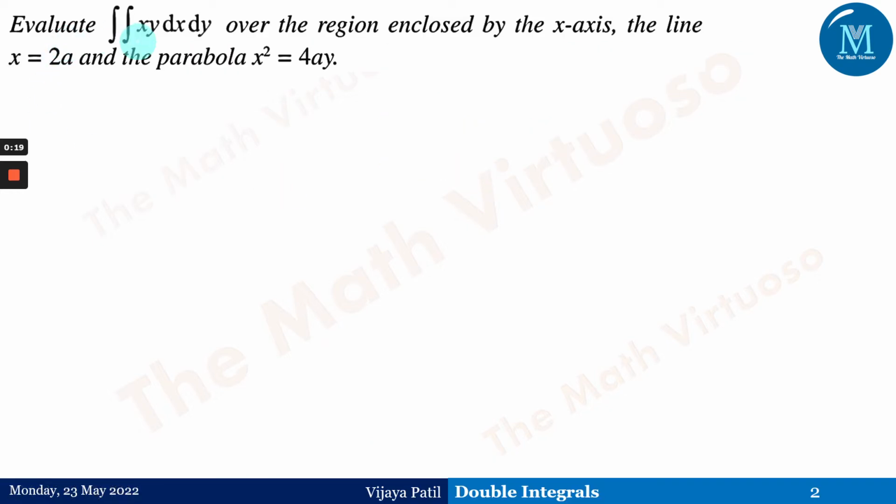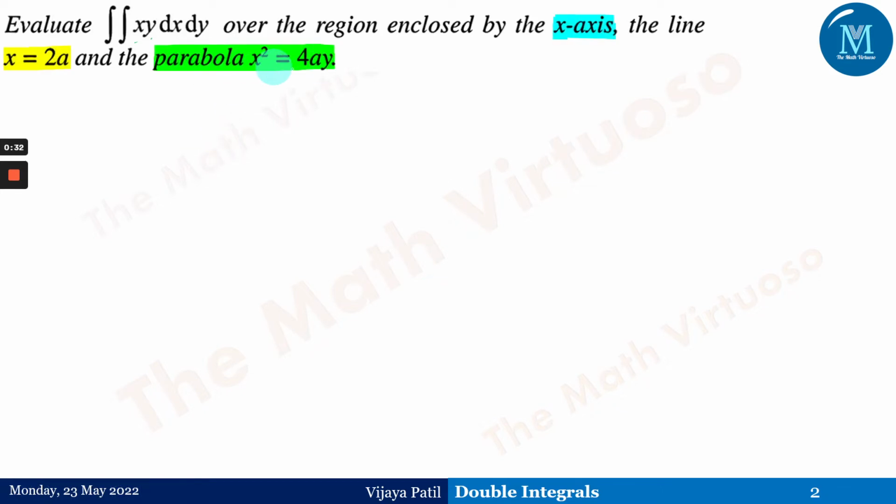Now evaluate the double integral of xy dx dy over the region enclosed by the x-axis, the line x equals 2a, and the parabola x square equals 4ay. That means from this particular question we have to take care of the x-axis, the line x equals 2a, and the parabola. So these are the three different figures that have been given to us in this question.